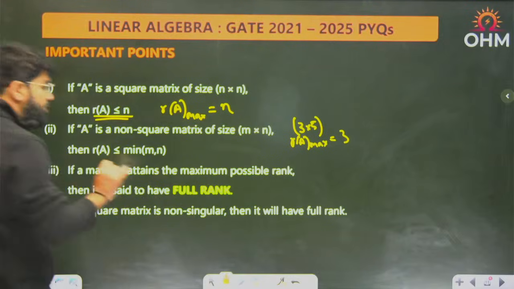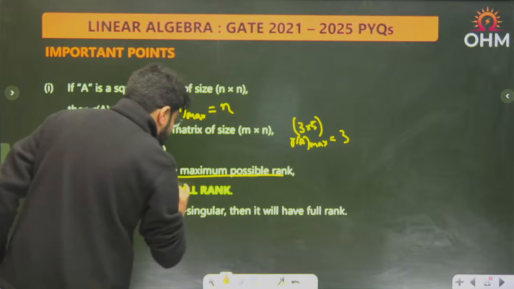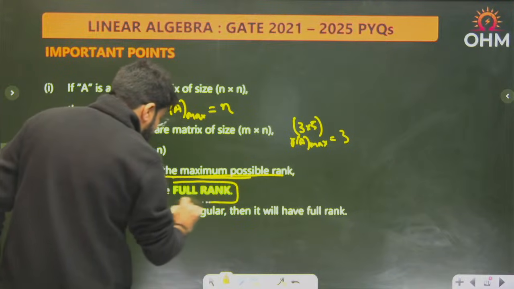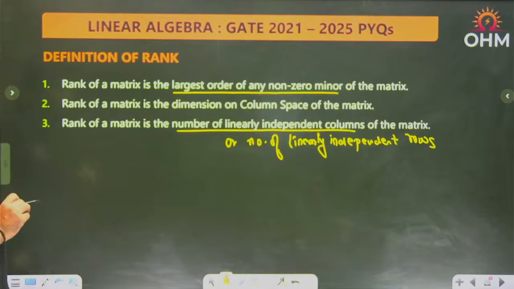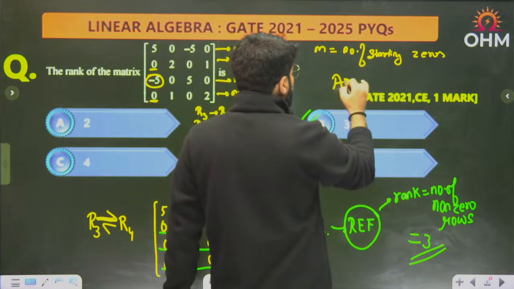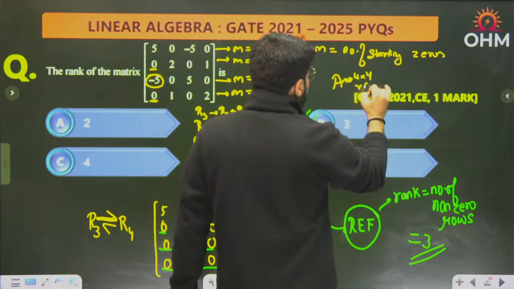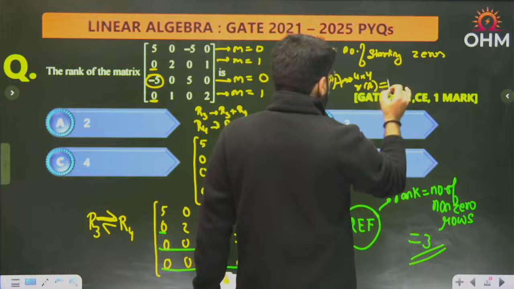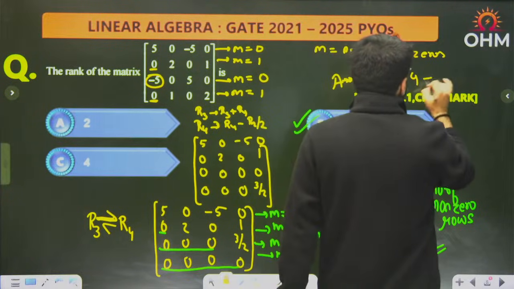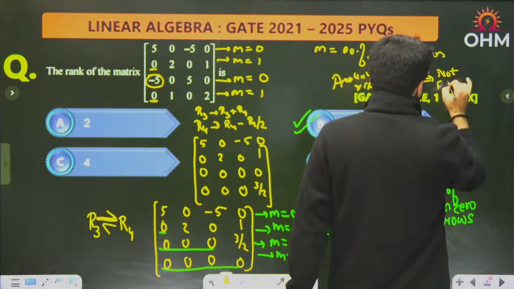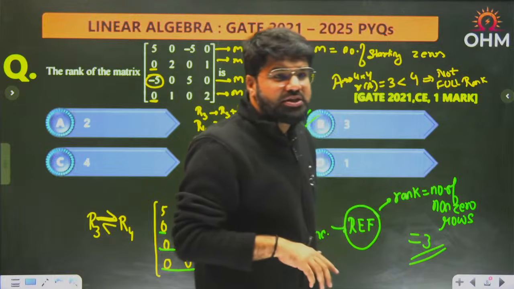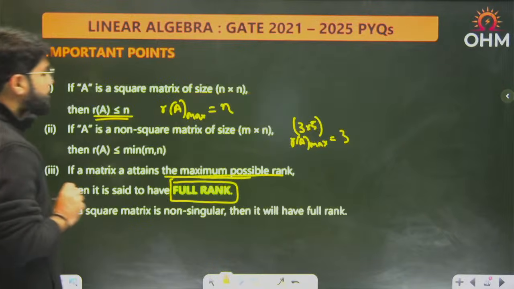Now, whenever the matrix gets the maximum possible rank, it is said to have full rank. Like the previous question, the matrix is a 4 cross 4 matrix. But is the rank of the matrix equal to 4? No, the rank of the matrix is 3. That means the rank is less than 4, and because of that it is not full rank. If the rank of the matrix had come up as 4, then you would call it full rank.